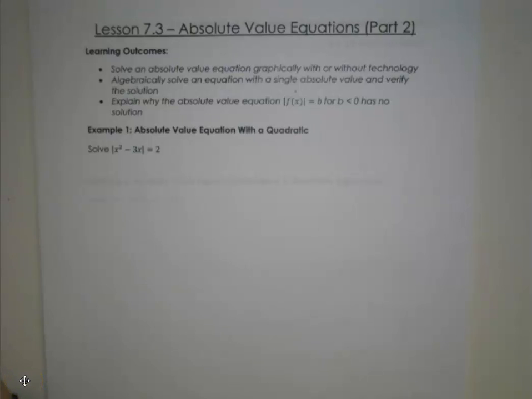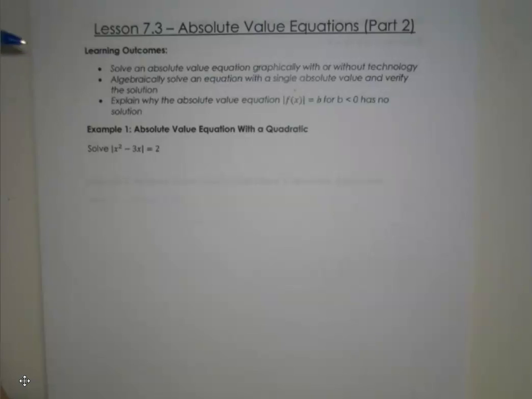Hello 20-1 students. So today we're looking at moving on with some more in-depth absolute value equations. In the last lesson we kind of got started with some linear equations and some word problems. Today we're going to move on to working with quadratics.